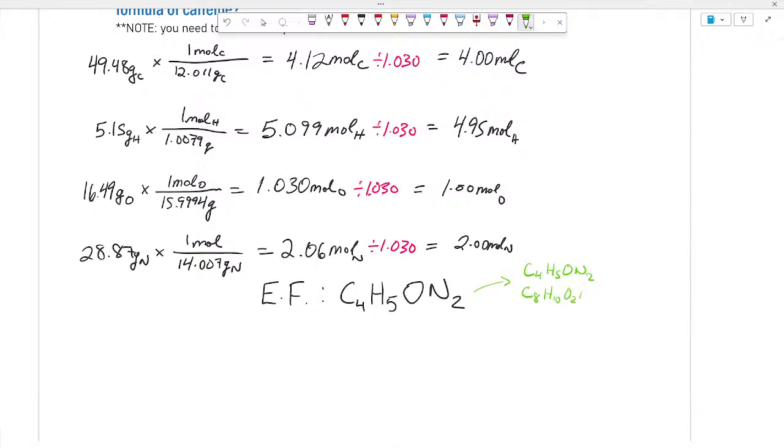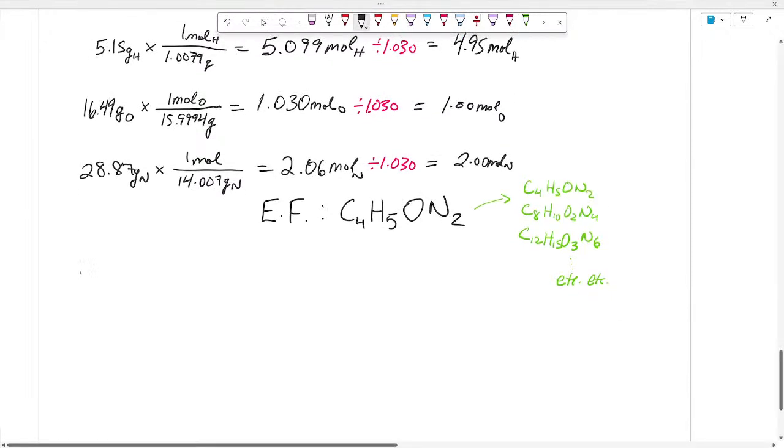Okay. Now, that means that the possible molecular formulae could be C4H5ON2, could be C8H10O2N4, could be C12H15O3N6, etc., right? How do we figure out which one it is? Yeah, we can find the molecular weight of the empirical formula.